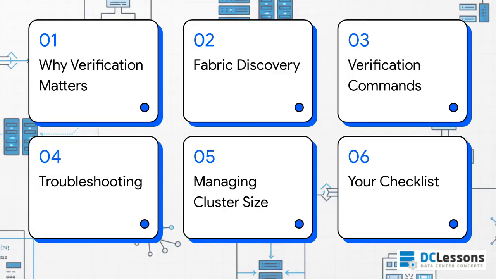So here's our game plan for today. First, we'll talk about why this is so darn important. Then we'll unpack how Fabric discovery actually works under the hood. After that, we get our hands dirty with the essential command line tools, see how to use them to troubleshoot real-world problems, and even cover the right way to add or remove APICs from your cluster. And to finish it off, we'll give you a simple checklist you can start using right away.